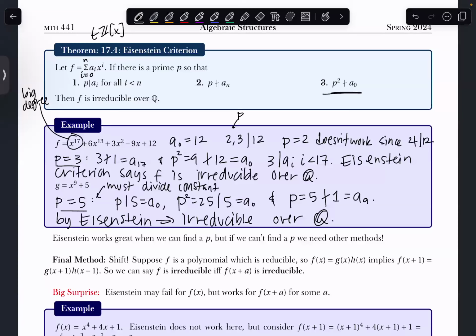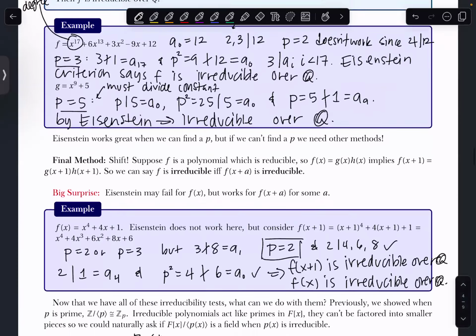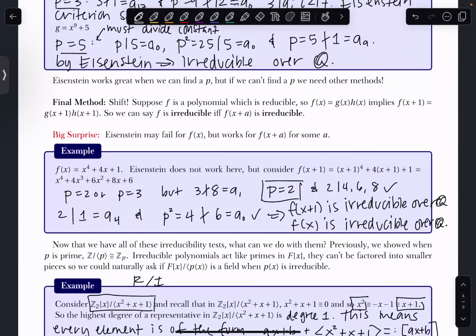And so the very last method that we talked about was shifting our polynomial, because it turns out if I shift my polynomial, so if I plug in x plus a instead of x, if the shift is irreducible, then so is the original, and vice versa. So getting information about a shift actually tells me about the original. And it turns out that sometimes Eisenstein doesn't work for the original, but it does work for some shift.